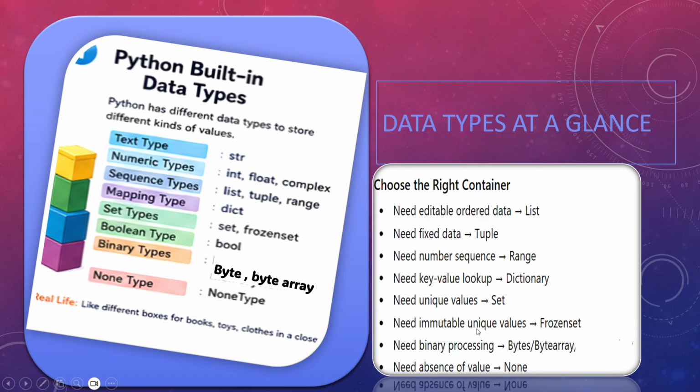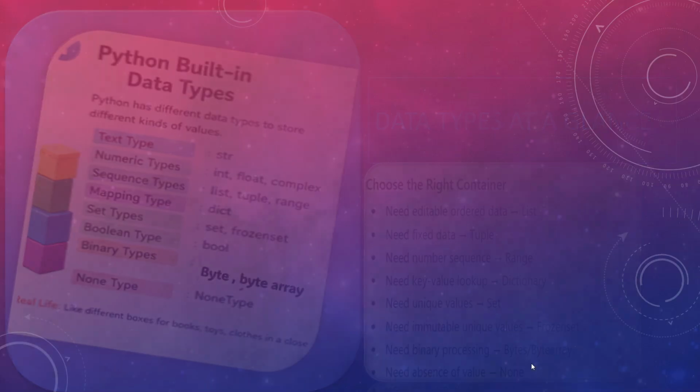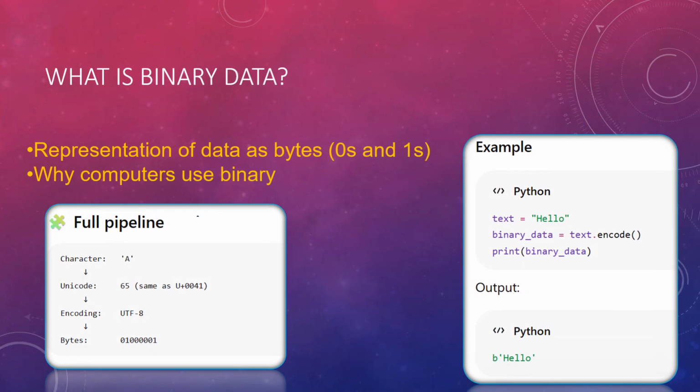Now today we'll be looking at binary processing. Binaries are what I'll cover in the next slide. So for binary processing, we have two data types, bytes and byte arrays, and we also need something for the absence of value. If there is no value, what do we go with? None type, which is None.